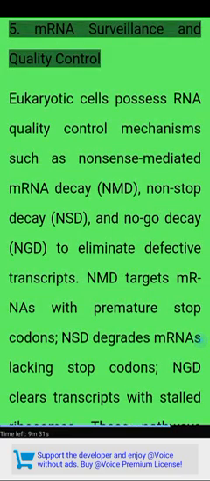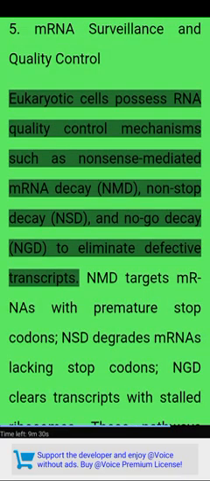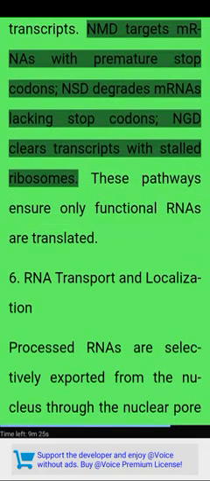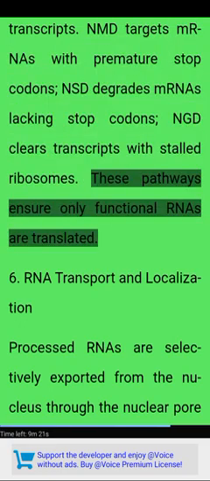5. mRNA surveillance and quality control. Eukaryotic cells possess RNA quality control mechanisms such as nonsense-mediated mRNA decay, NMD, non-stop decay, NSD, and no-go decay, NGD, to eliminate defective transcripts. NMD targets mRNAs with premature stop codons. NSD degrades mRNAs lacking stop codons. NGD clears transcripts with stalled ribosomes. These pathways ensure only functional RNAs are translated.